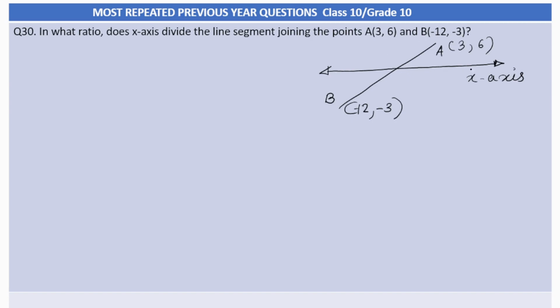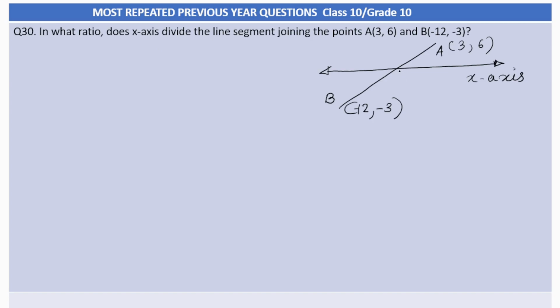So I have drawn the x-axis here. The line segment also I have drawn, AB, with A having coordinates (3, 6) and B having (-12, -3). So how to approach this question? If we know that, then the solution is very simple.